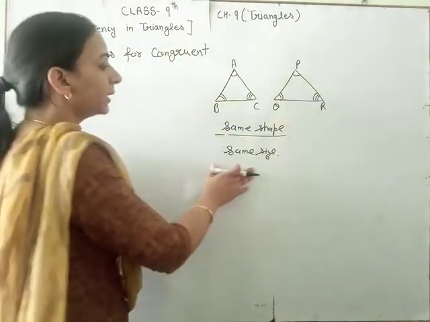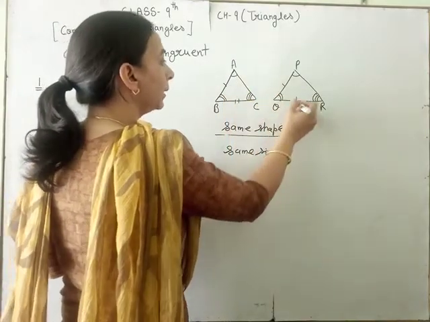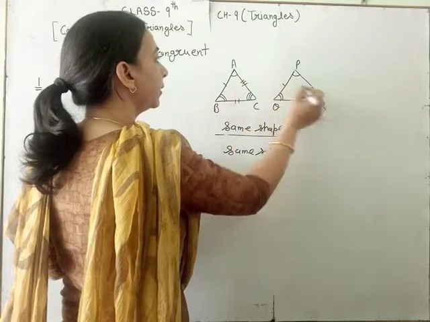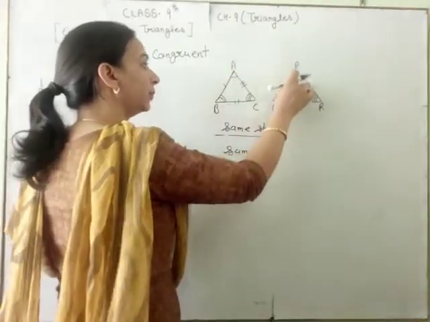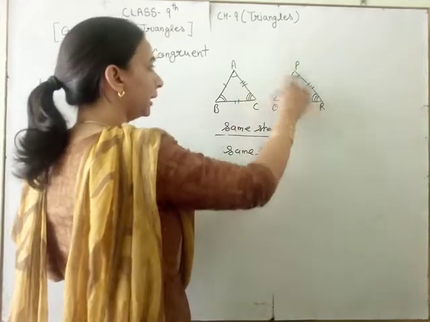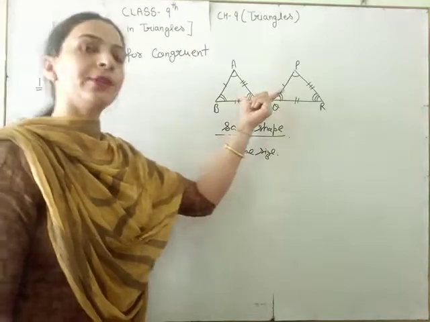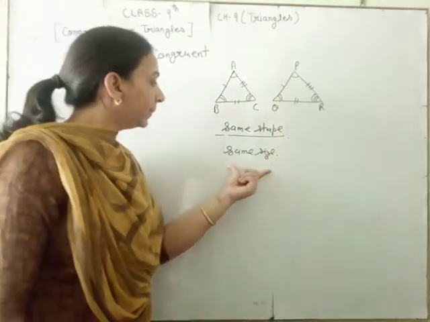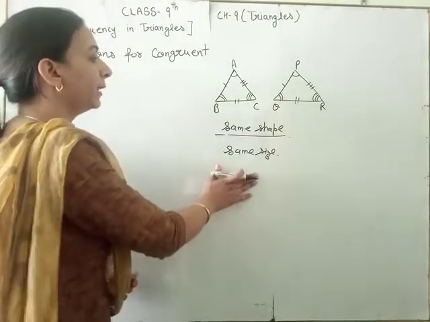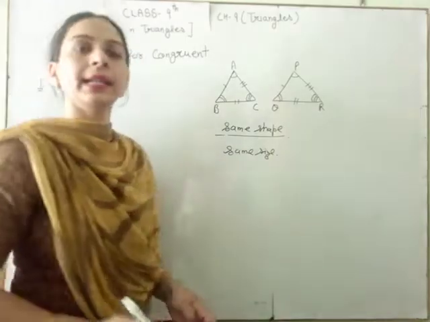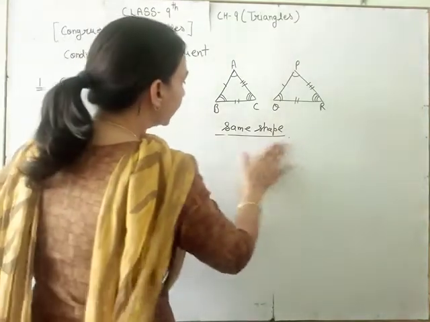Same size means BC equals QR and AC equals PR. One side equals this, the second side equals this, and the third side also equals this. If three sides are equal, then they have the same size. Then we say these two triangles are congruent. Then the first condition is SAS.